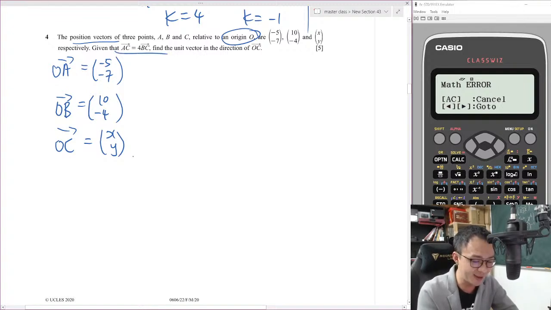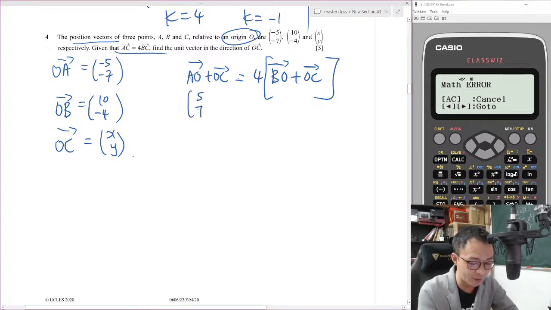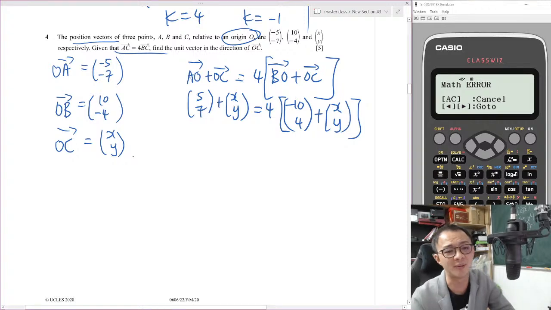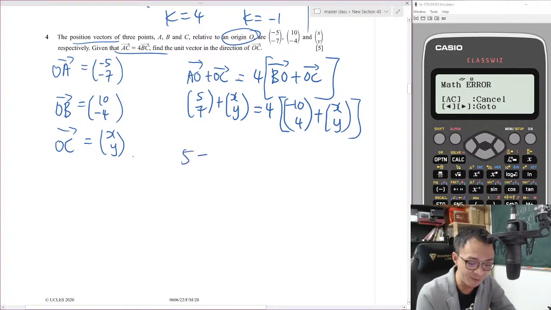So I just plug in. AC is AO plus OC, isn't it? 4BC, where BC is BO plus OC, isn't it? So I will just plug in whatever I have. AO is just OA with a negative for both components. OC is just (x, y). BO also needs a negative for both. OC is still (x, y). So right now I basically just need to solve the simultaneous equations, which is 5 plus x equals 4 multiplied by (x minus 10). I will solve this one first.